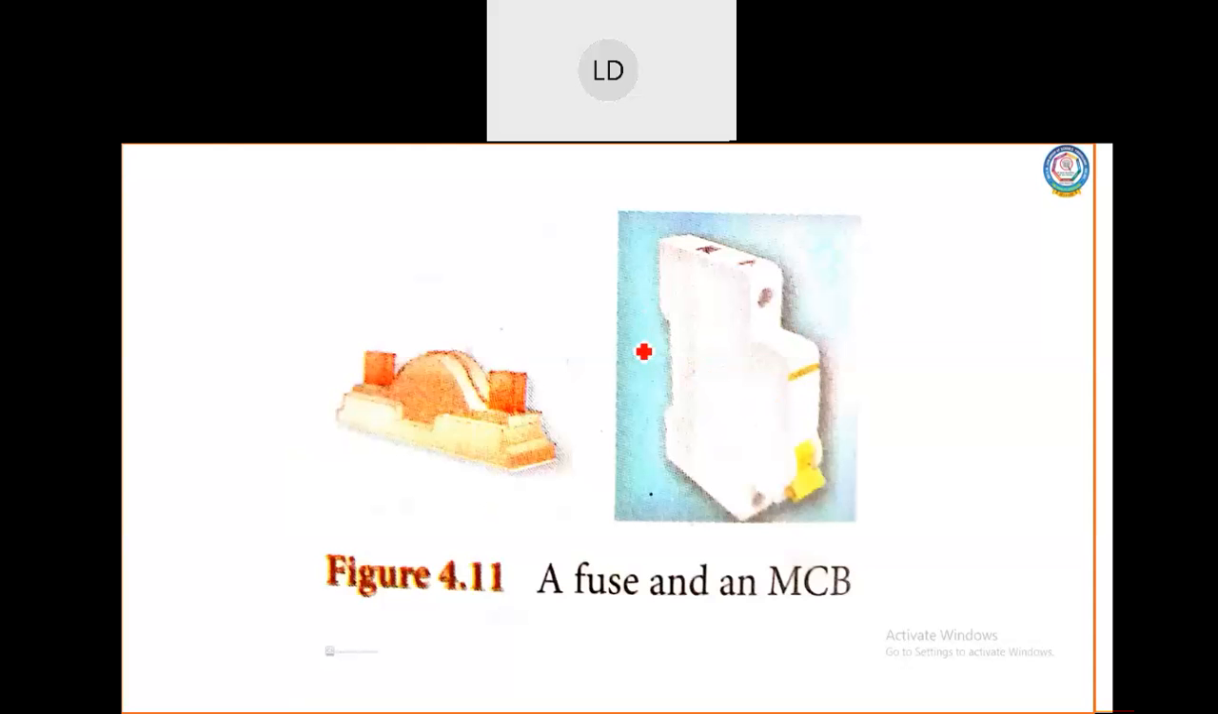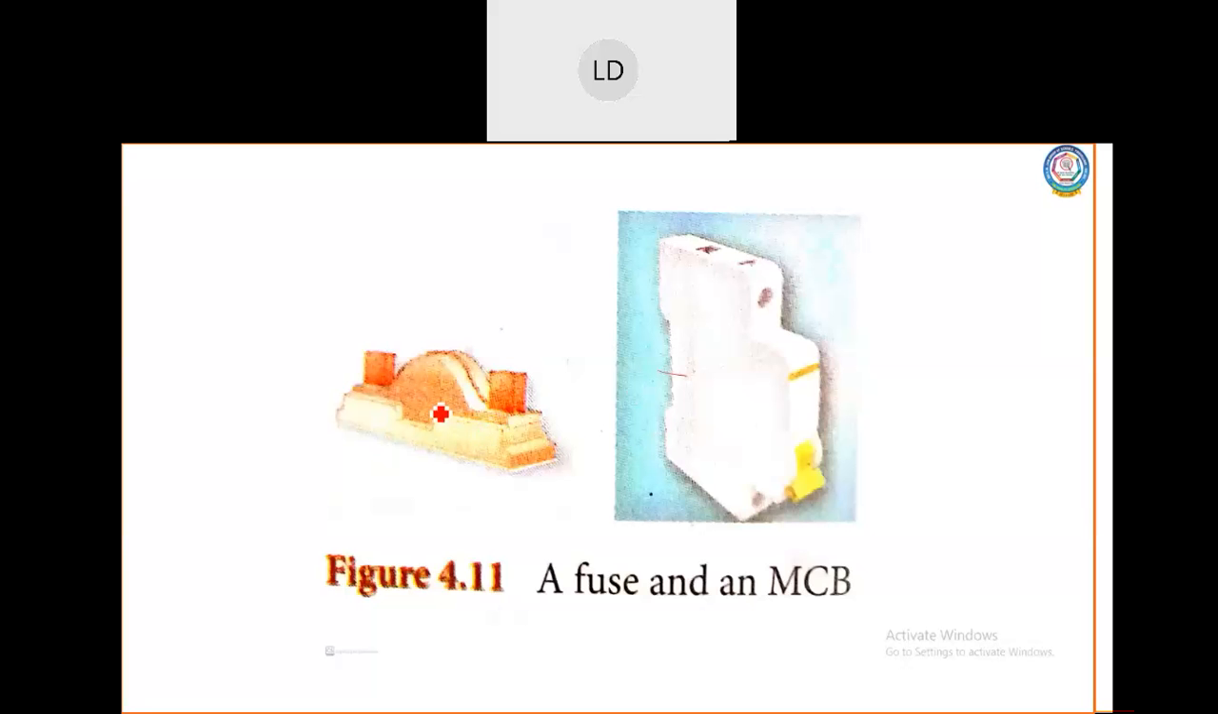Whenever there is a very high current flowing in the circuit, the MCB will automatically trip off, or the circuit gets disconnected, so that the electrical appliances are protected from heavy damage. So this is the use of an MCB, or a fuse wire.